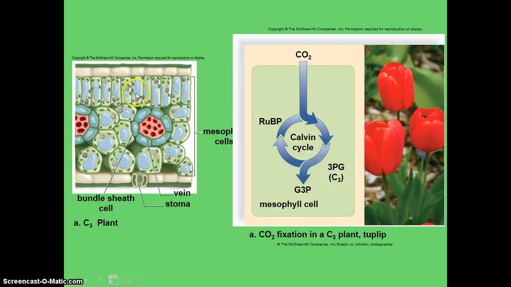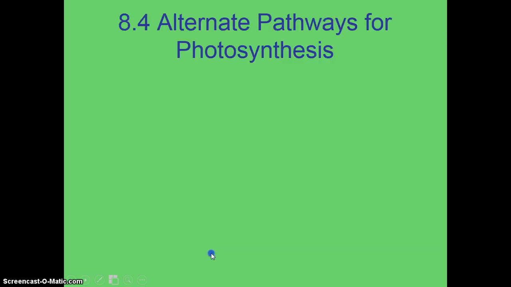So here we see the parallel cells in the mesophyll layer. We notice that around this vein there are cells with no chloroplasts. This is called the bundle sheath. This is the vein that carries the water and nutrients back and forth. And here's the stoma surrounded by guard cells, and when it's open it has a stomata opening. And this C3 pathway happens in plants such as tulips.